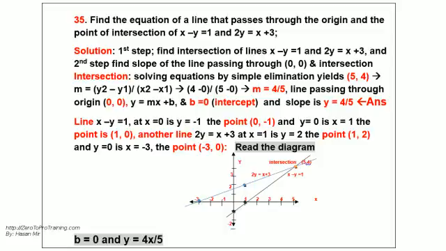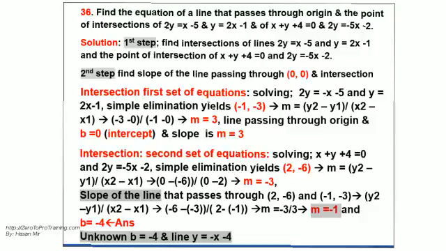Exercise 35. Equation of a line at origin and intersection of x minus y equals 1 and 2y equals x plus 3. The solution yields intersection (5, 4), slope of line is 4/5, unknown b equals 0, and line y equals 4x/5.